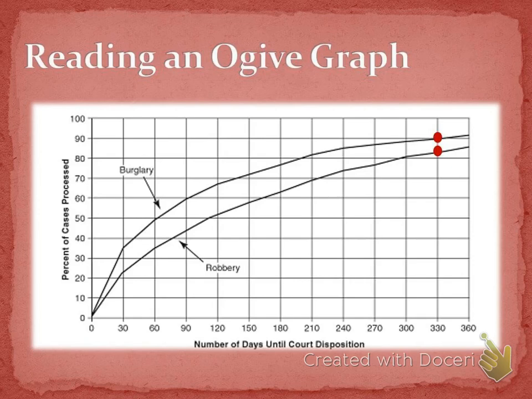So just some ways to use it. So obviously it takes longer to solve a robbery than it does a burglary. Okay? All right. Just some uses of an ogive. Hopefully that makes sense.